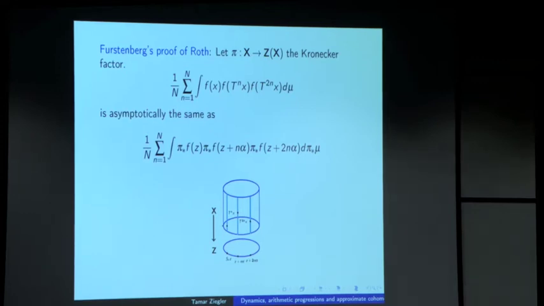So, keeping in mind what comes from Fourier analysis for the Roth problem, now we're interested in finding some quadratic structure.